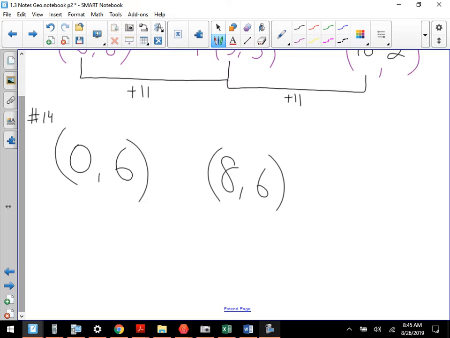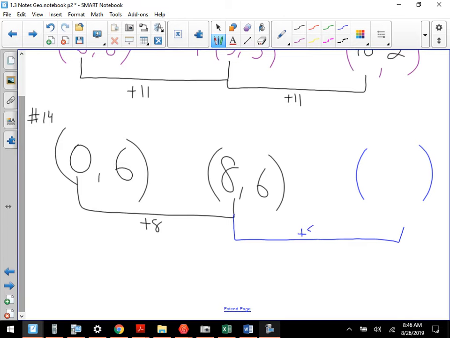I don't think I asked you guys to do this one, but it's pretty easy to walk yourself through. And then 8, and it goes up 8. Okay, good. So we go up 8, so I'm going to write plus 8. And then you do that again, and I have to write plus 8. And what's 8 plus 8? 8 plus 8 is 16. And then you put the comma.